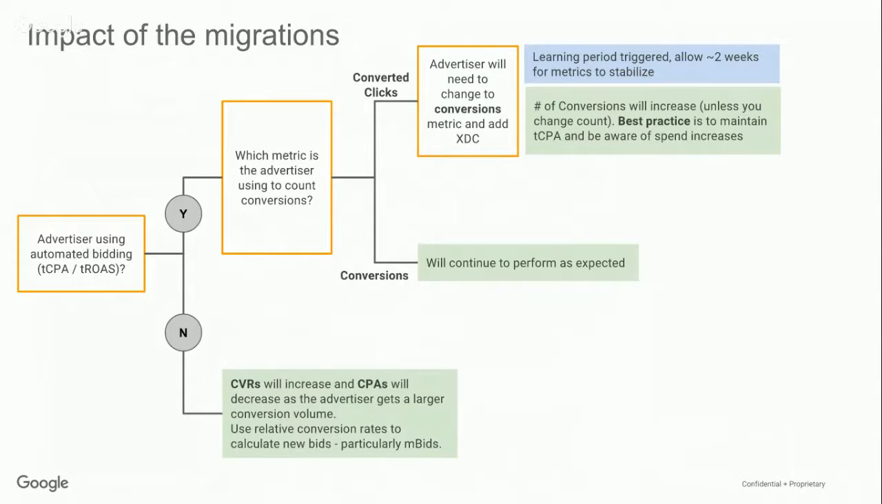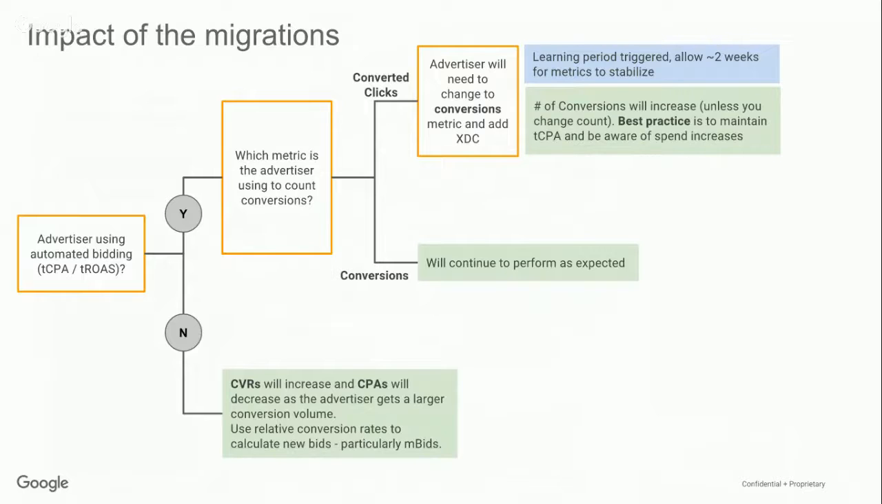So let's go into this flow chart of action now. Let's begin with the question of whether your advertiser is using automated bidding. Again, like I said, if they are not, your conversion rates will increase, your cost per acquisition will decrease, and there won't really be any negative impact to your campaign performance. What happens if the advertiser is using auto bidding?